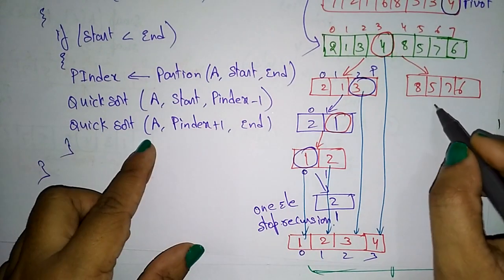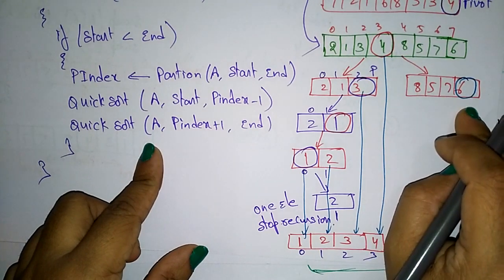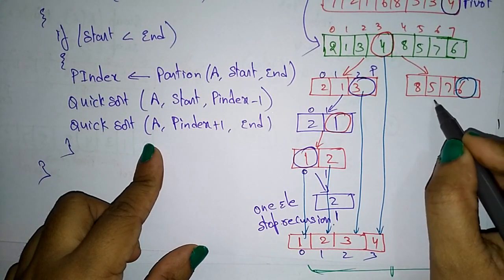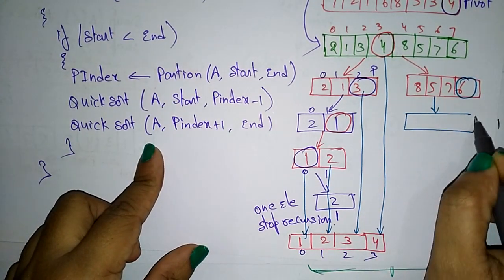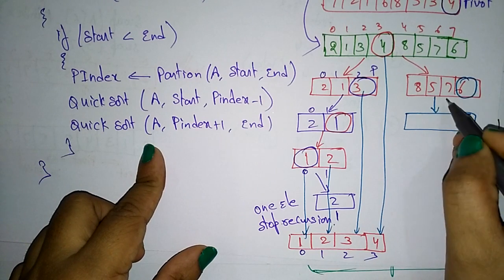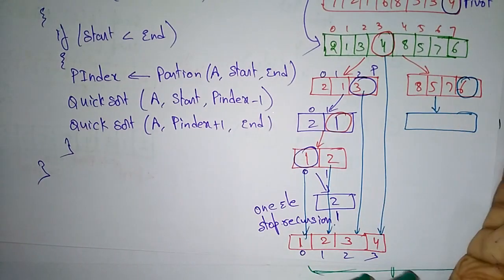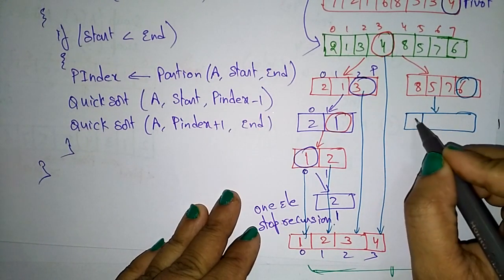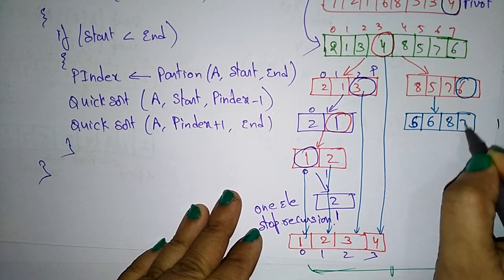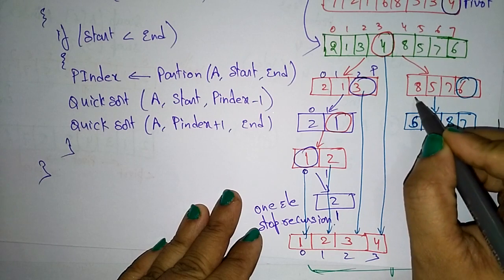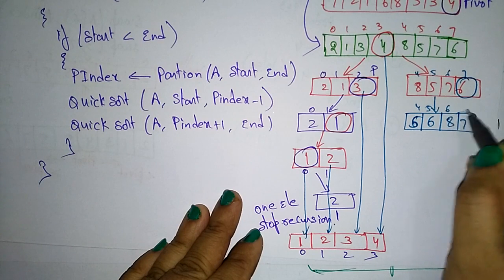Now let us see the right hand side. The 6 is the pivot value here, because the last element should be the pivot value. Now divide this. Okay. Whenever the pivot value is there, you have to arrange it like that. The left hand side should be less than the pivot value, and the right hand side should be greater than the pivot value. So 5, 6, 8, 7. These are the indices 4, 5, 6, 7.